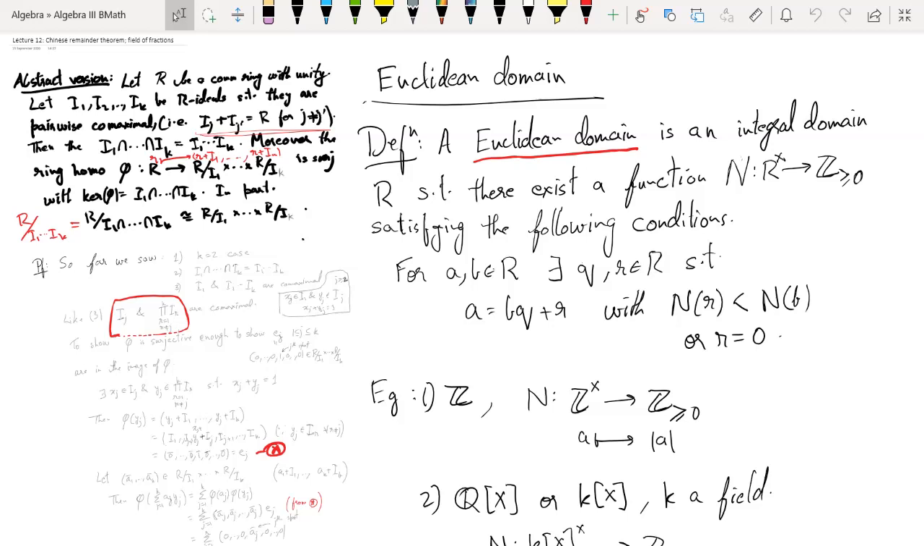This is a property of N. So you want N, a function from R cross. Here, this I didn't say what it is. R cross means R minus zero. So you want a function N from non-zero elements of R to non-negative integers, which will satisfy this condition: given any two elements a and b, you can find q and r such that you can write a as bq plus r, where N(r) is less than N(b). So this is a condition on N. N should satisfy such a condition.